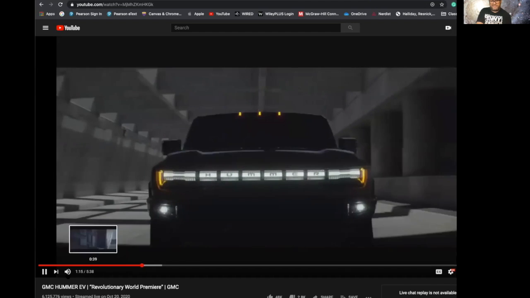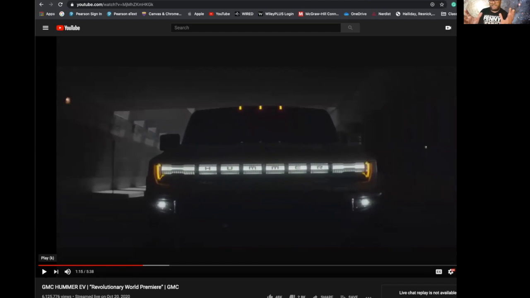There it is. Look at that. Wow, guys. It is an electric Hummer. Oh my gosh, it's amazing. I want to buy one. Why not have electric Hummers? It's the best of both worlds. You can have a giant SUV and it's all electric. Yes, we've finally done it.